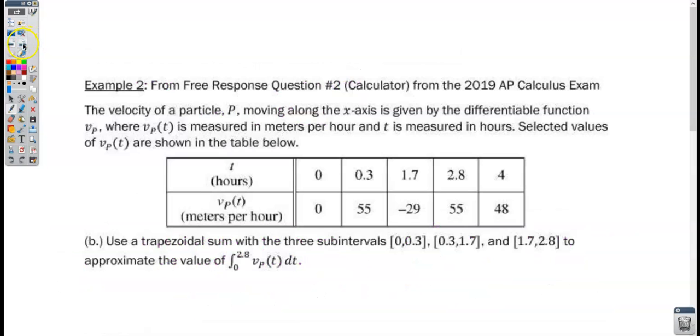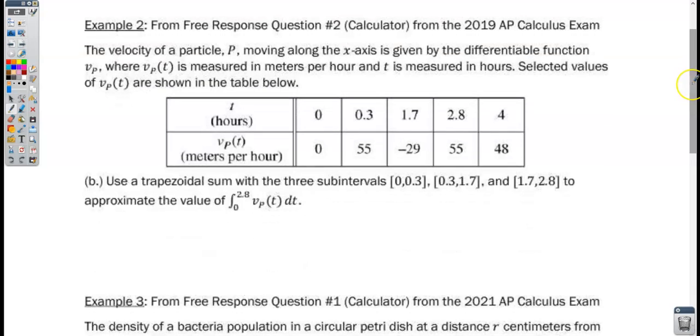All right, let's go on to the next one. Example 2 from free response question number 2. This is again a calculator question from the 2019 AP Calculus exam. The velocity of a particle P moving along the x-axis is given by the differentiable function v sub P, where v sub P of t is measured in meters per hour and t is measured in hours. Selected values of v sub P of t are shown in the table below, and you see the table.